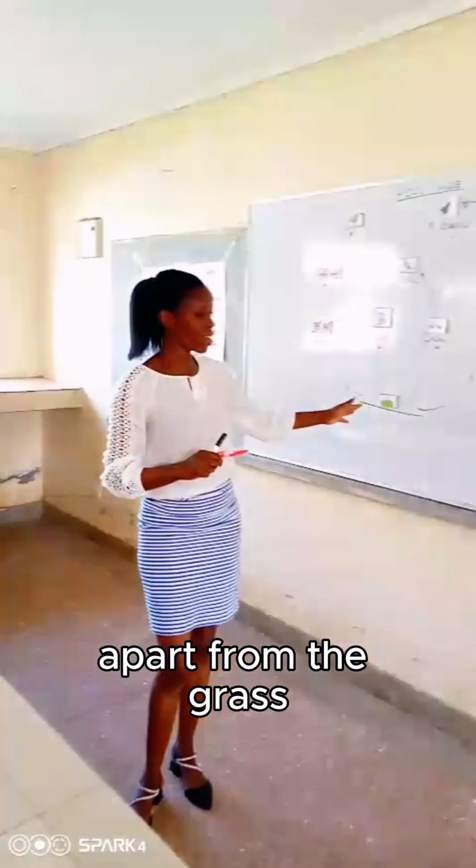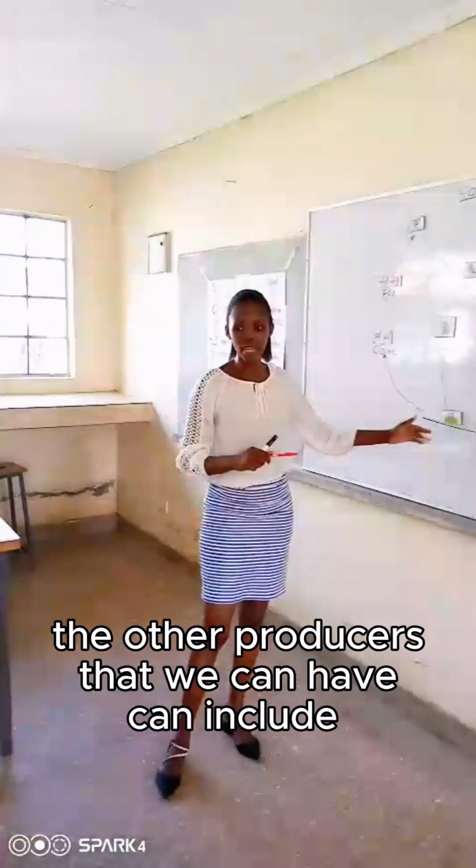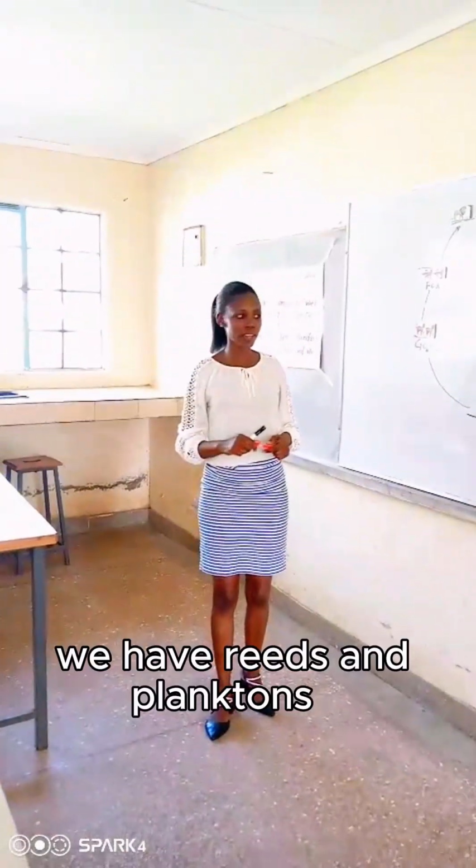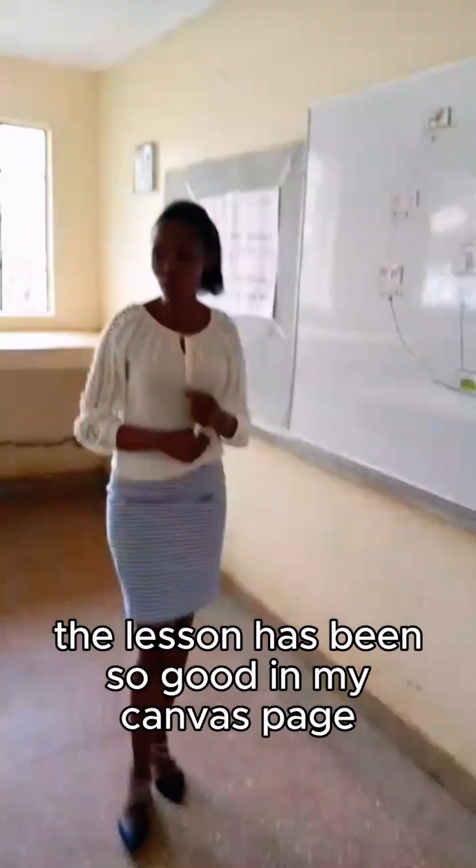So, any question? Yes, Catherine. Apart from the grass, the other producers that we can have include the algae, reeds, and planktons. The lesson has been so good.